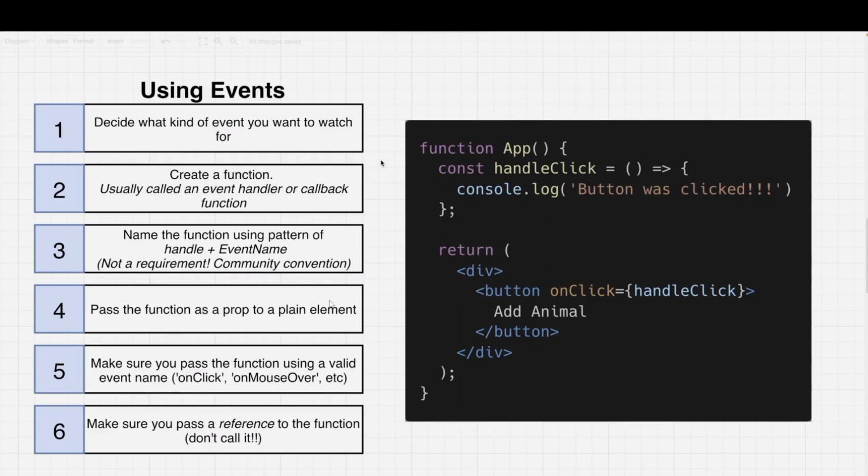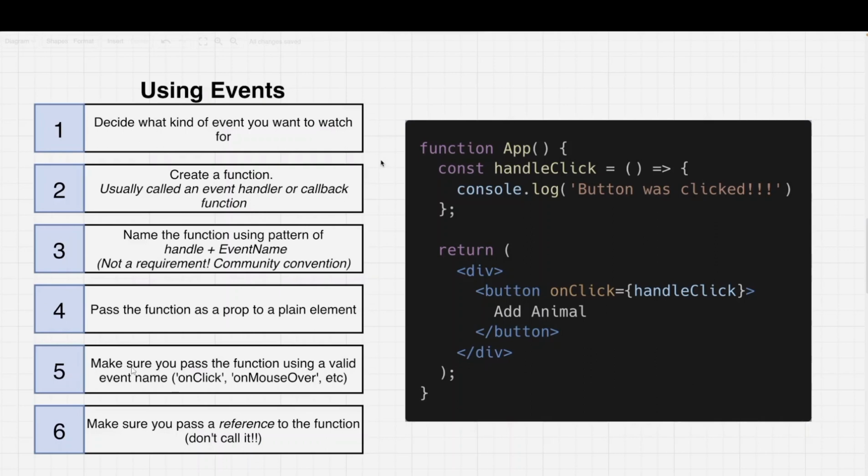Now let me explain what step 4 says. It says that we need to pass the function as a prop. For example, you can see that onClick is an attribute or property and handleClick is being passed as a prop. handleClick is a function, by the way, as you know. So whenever this button is clicked, this function is triggered.